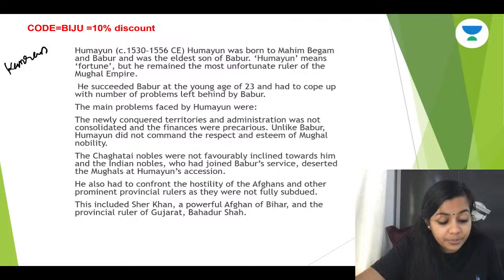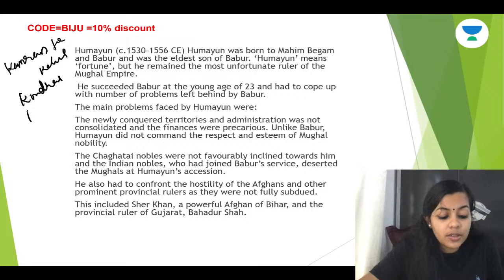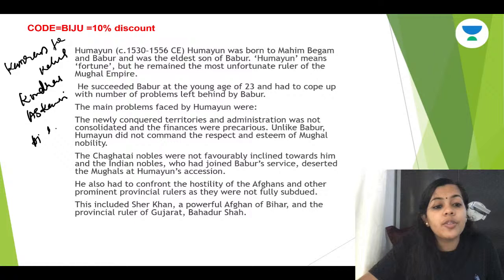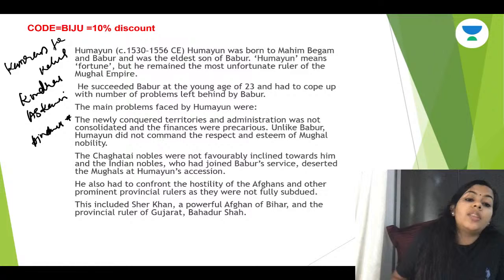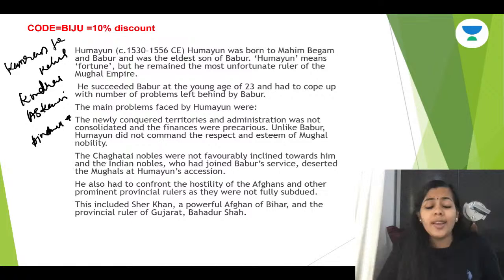He divided the kingdom: Kamran, the ruler of Kabul; Kandahar, the ruler of Askari; and Hindal, the ruler of Mewar. So he divided his kingdom among the three brothers and asked them to rule it.